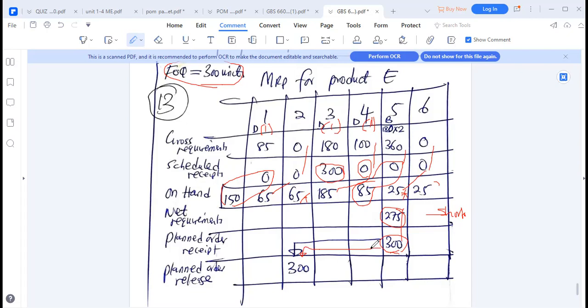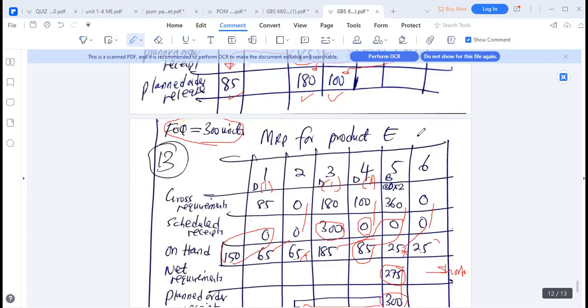Okay, so this is the 3 weeks that we have here. So this one will be released 3 weeks before. That's for the first, for lead time. Our LT is equal to 3 weeks. Okay, so this is about what we have.